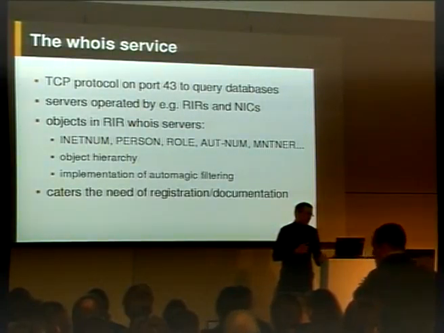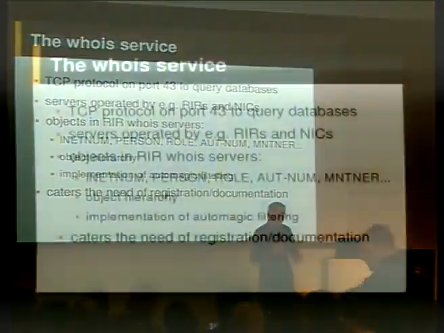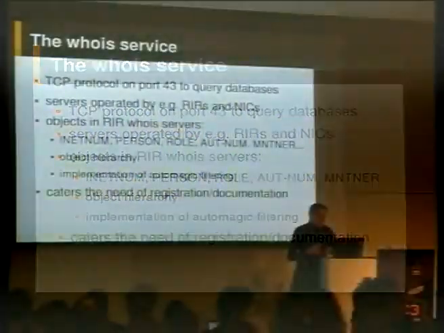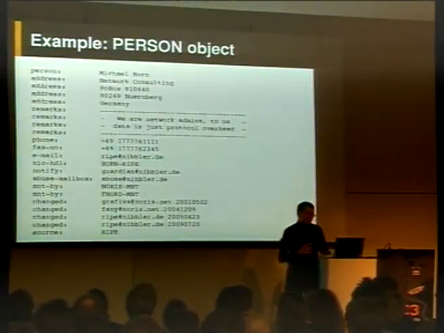The RIR databases are the places where you find which IP address belongs to whom, which AS number belongs to whom, and therefore they use a database system that can have several objects. One is the inetnum object, for example, which is for IP addresses. I will come to that later. The important thing is, the stuff we will talk about is in these whois databases.